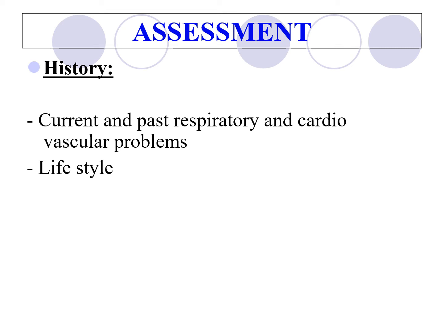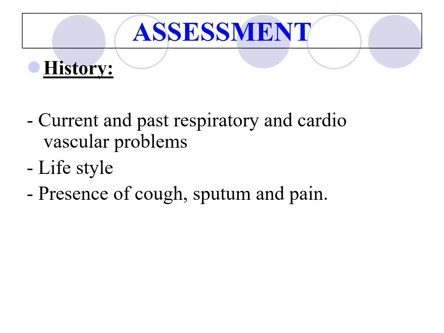Also, it includes nutrition, the activity that he is doing, and what his work and profession is. All of those will affect the respiration. Then the presence of cough or sputum and pain.